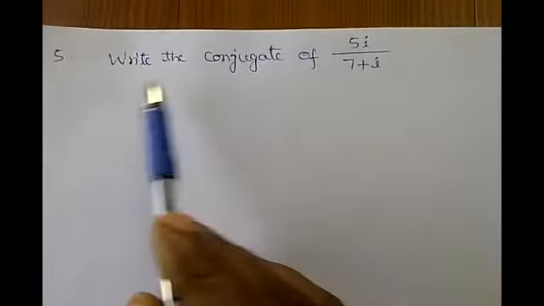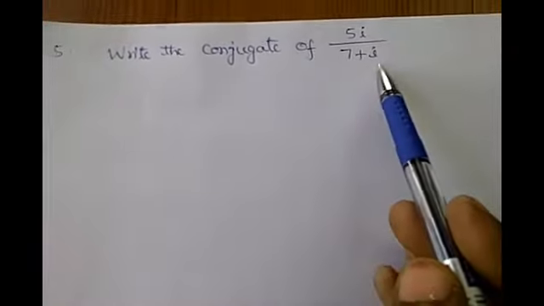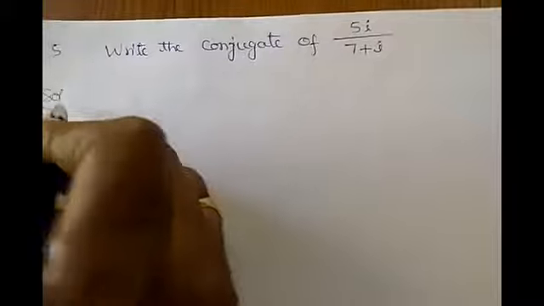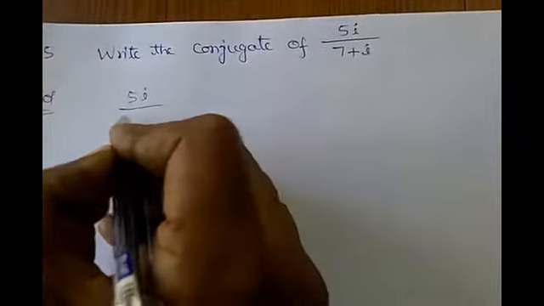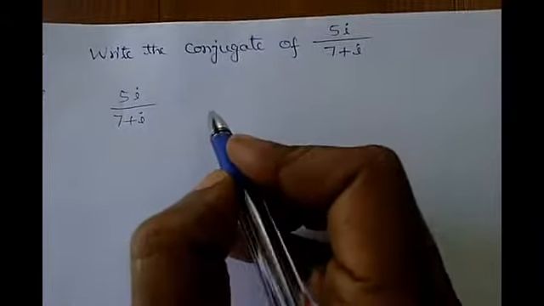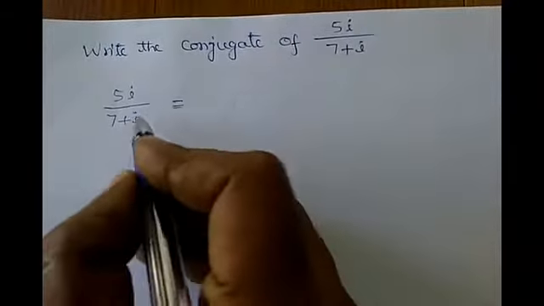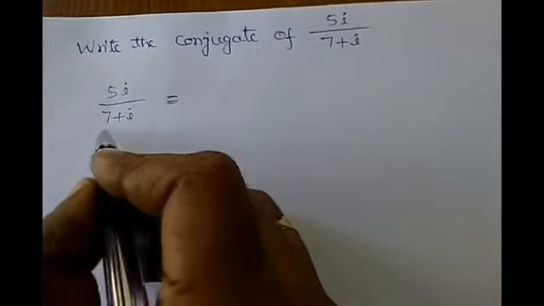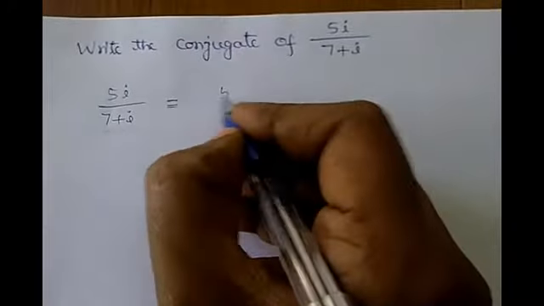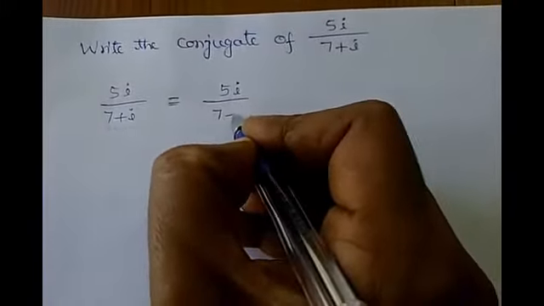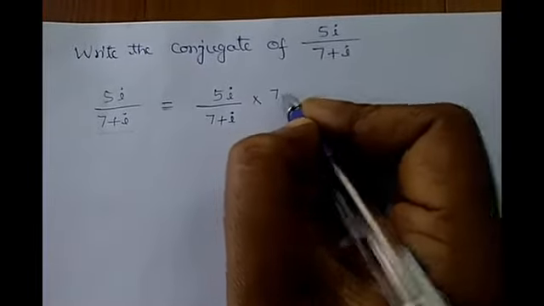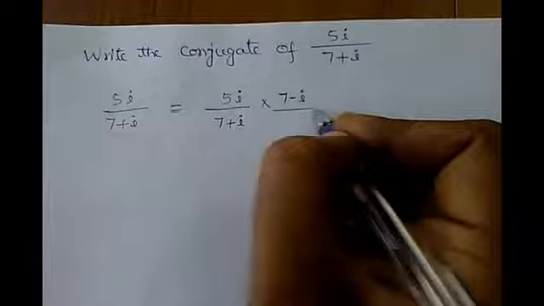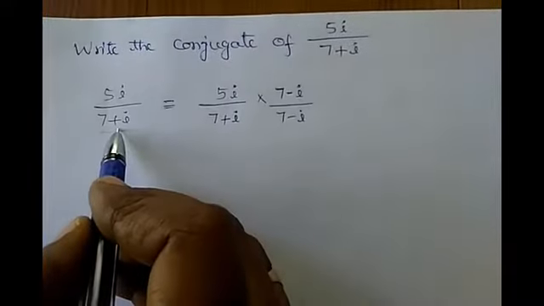The next problem is: write the conjugate of 5i by 7 plus i. Here, first we have to convert the given 5i by 7 plus i into the form of a plus ib. So multiply numerator and denominator with the conjugate of 7 plus i. What is the conjugate of 7 plus i? 7 minus i. So multiply numerator and denominator with 7 minus i by 7 minus i.